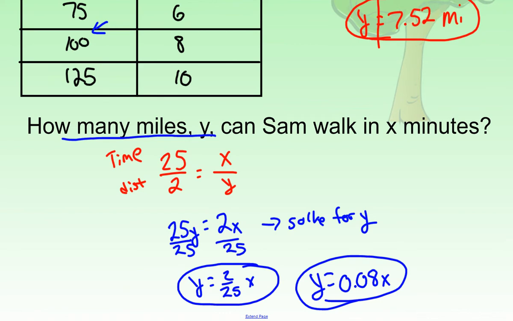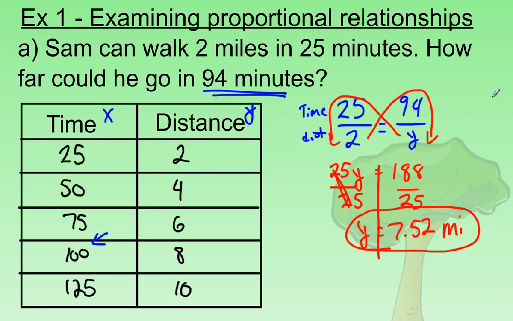And I would like to impress upon you the fact that it doesn't say in the problem, but Sam's walking speed is constant. I guess the problem's not worded properly. It should say, if Sam walks at a constant speed, how far could he go in 94 minutes? But it is important that the walking speed is constant.